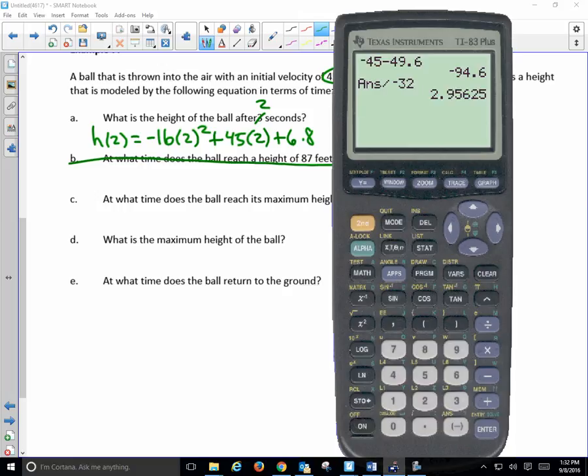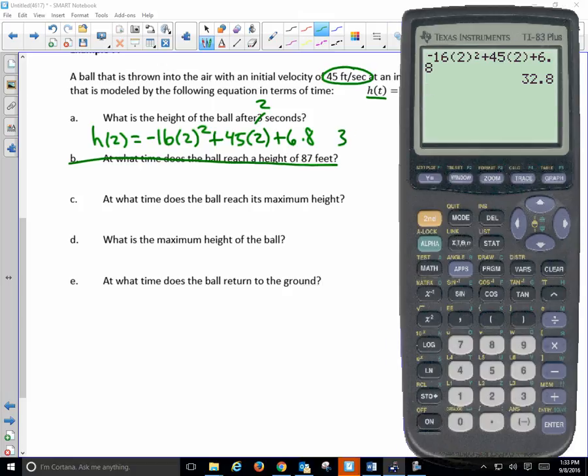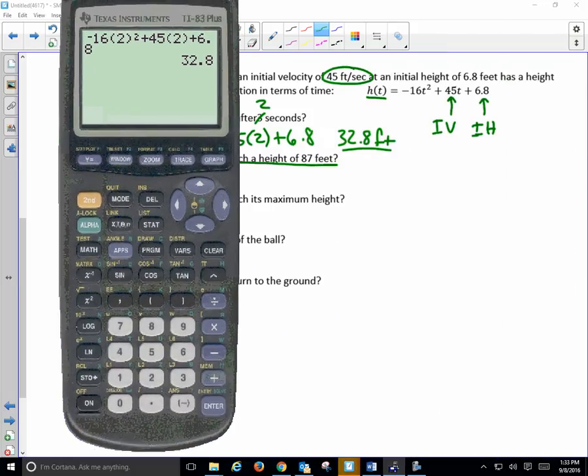So I take out my handy-dandy calculator. And I get 32.8. 32.8 what? Yes, our measurement is going to be in feet because we're measuring height. So what if we were wondering at what time does the ball reach its maximum height? Well, let's look at that equation. If I were to graph this equation, what kind of shape would it make? Probably right side up or upside down? Upside down because of the negative coefficient in front.